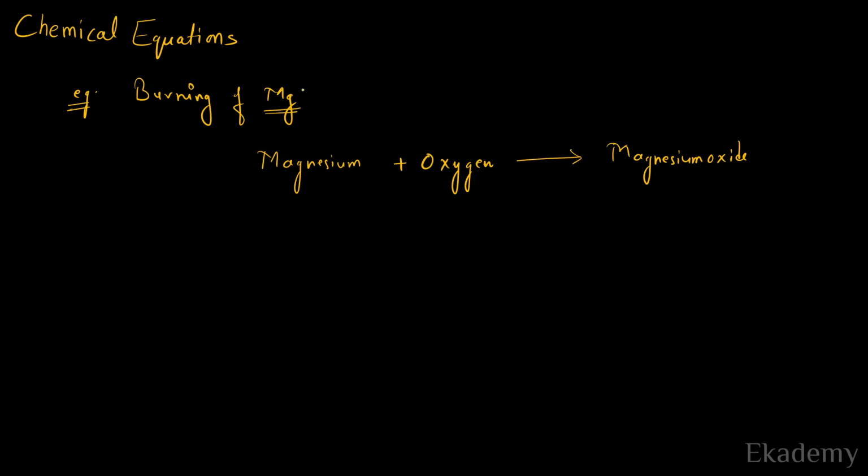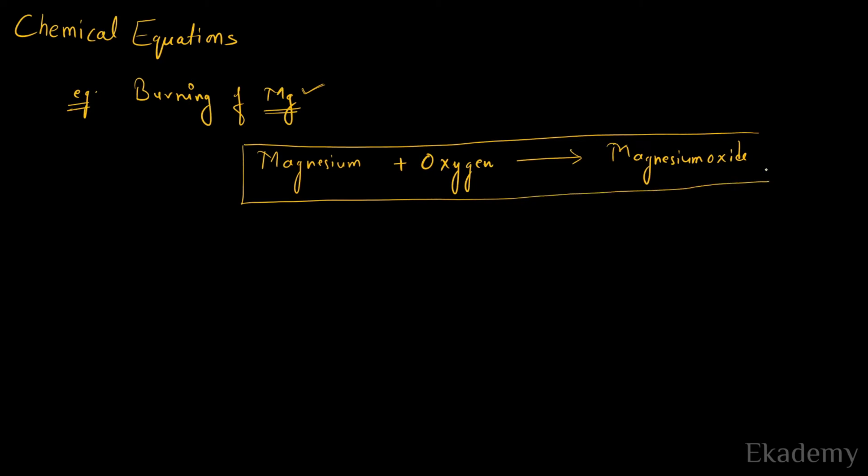So the same chemical reaction, which is burning of magnesium, can be represented using this equation, right? This is an equation which represents a chemical reaction which takes place during burning of magnesium. And this type of representation of reaction is called a chemical equation, right? What is a chemical equation? It is nothing but a representation of a chemical reaction.